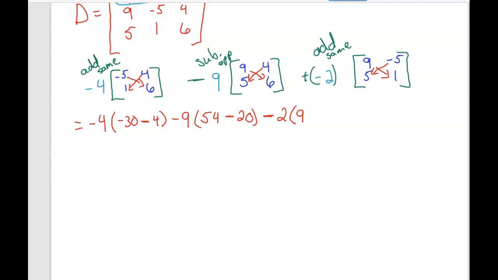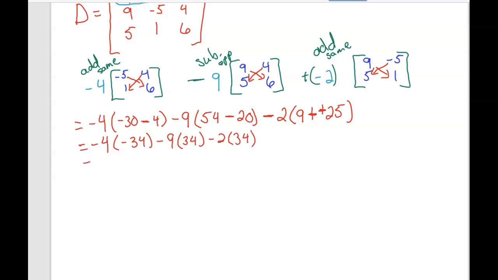9 times 1 would be 9. -5 times 5 would be a -25, but I always want to put a subtraction sign in the middle. So I want to do 9 minus a -25, which actually becomes plus a positive. So I have negative 4 times negative 30 minus 4 gives me a negative 34. Minus 9, 54 minus 20 gives me 34. Minus 2 times 9 plus 25 would give me 34.